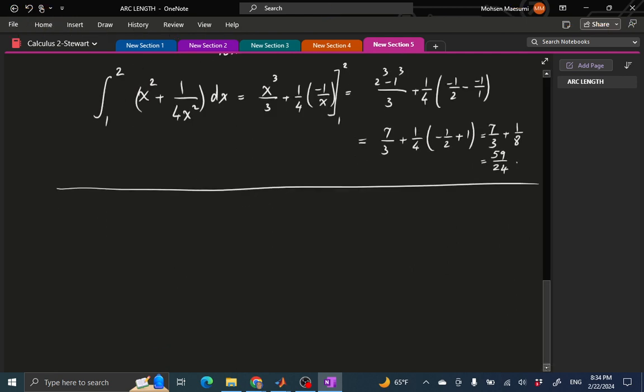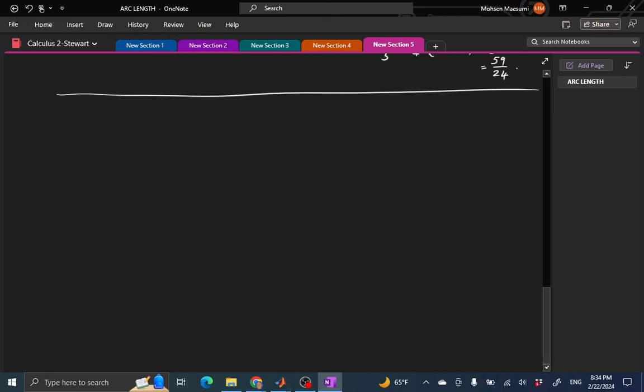Let's do another example. This one says 36y squared is equal to x squared minus 4, cubed, and x is from 2 to 3. And it tells us to consider y positive.